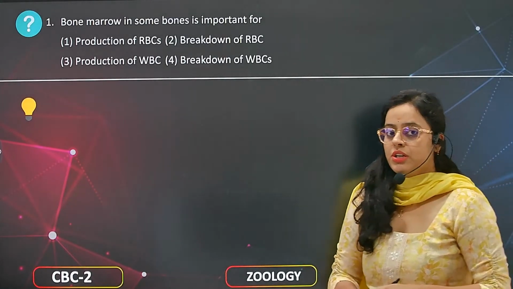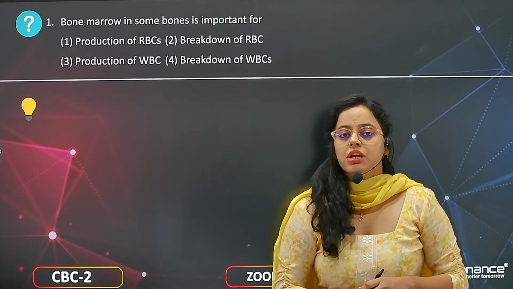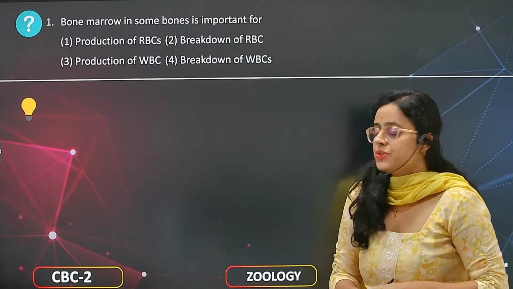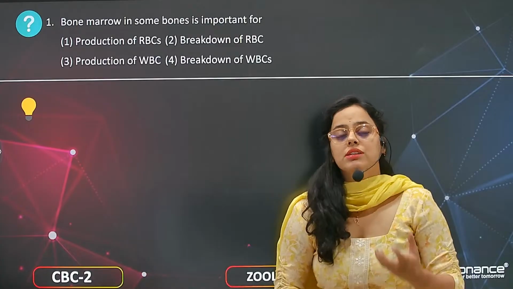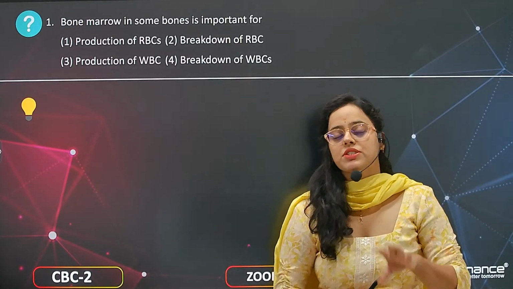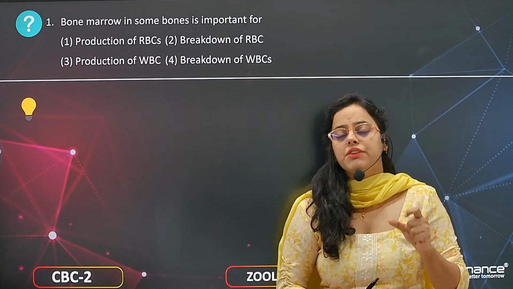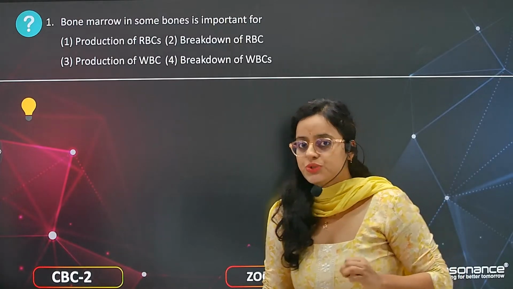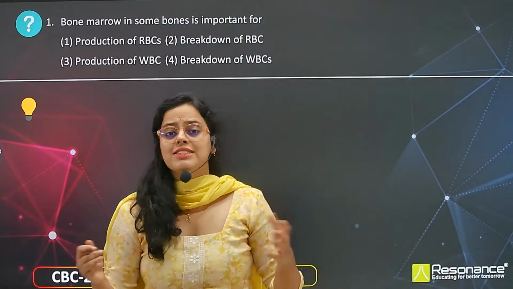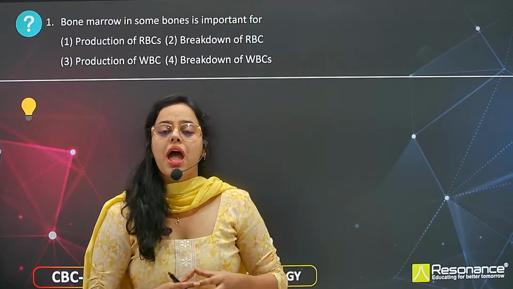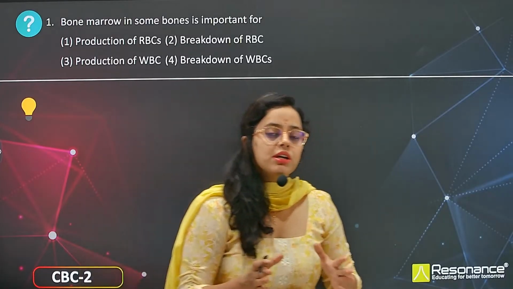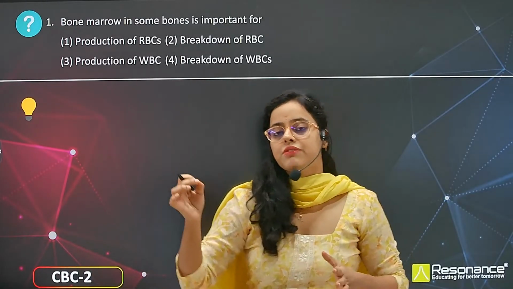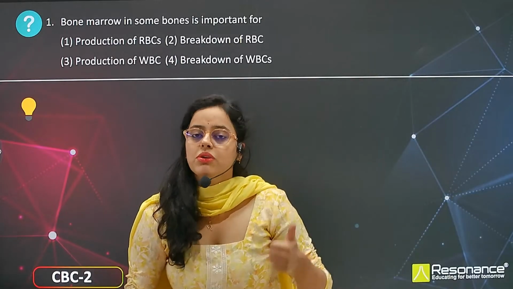Okay, so here the very first question is about bone marrow. So we have discussed bone in connective tissue. Yes, we have discussed connective tissue. The connective tissue consists of three types of tissue: loose areolar tissue, dense connective tissue, and we have discussed specialized connective tissue, in which bone is an example.